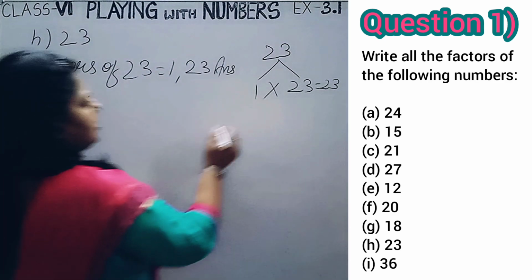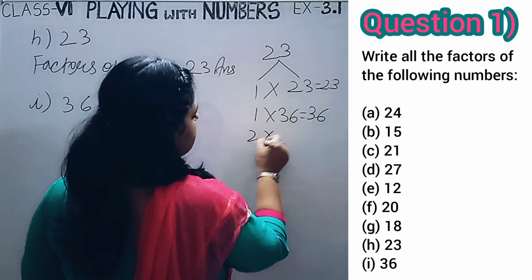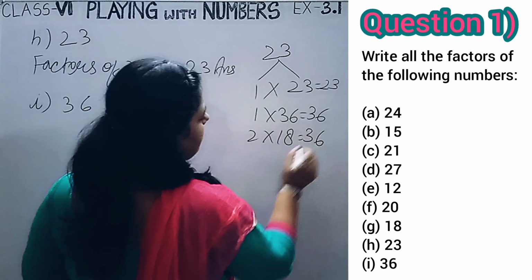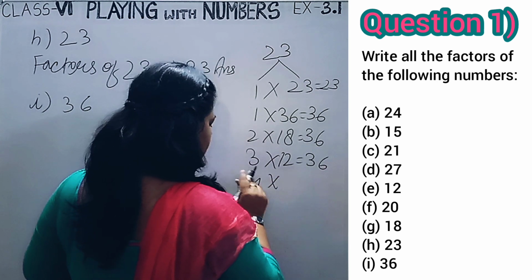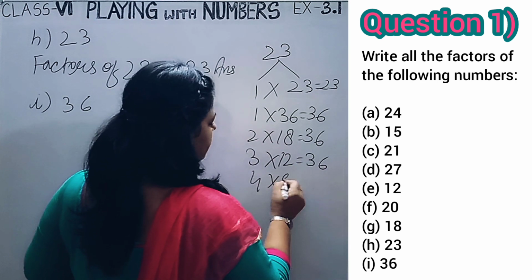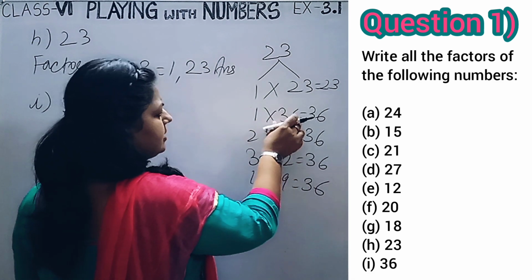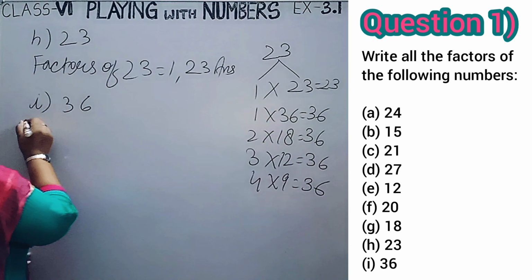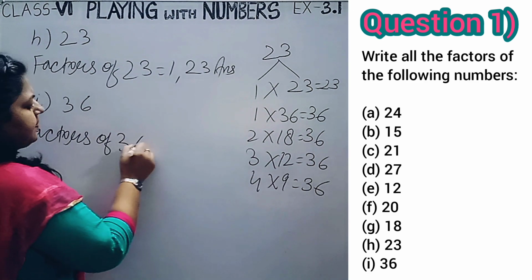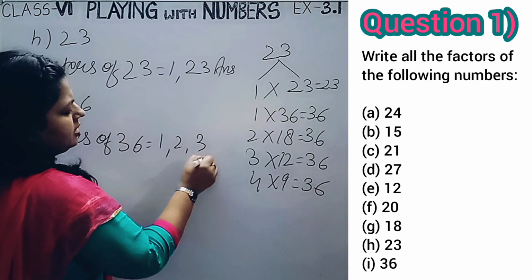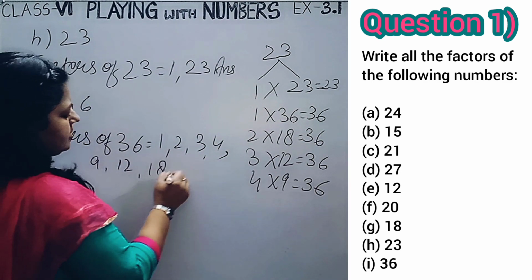36. Now making pairs. 1 thirty-six, 2 eighteen, 36, 3 twelve, 36, and 4 nines are 36. Now 1, 2, 3, 4, 9, 12, 18 and 36 are factors of 36. Factors of 36 are 1, 2, 3, 4, 9, 12, 18, 36. Answer.